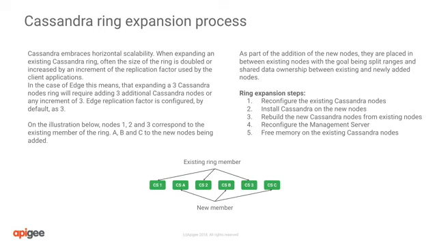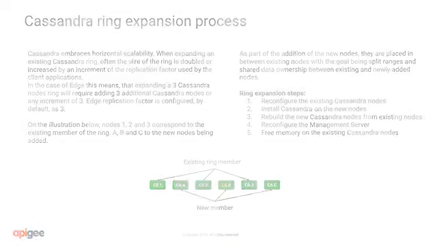During ring expansion, the following steps are followed. Reconfigure the existing Cassandra nodes. Install the Cassandra software on the new nodes using the Apigee setup utility. Rebuild the new nodes using the existing nodes. Reconfigure the management server with the new topology. And finally, free up memory on the existing Cassandra nodes.